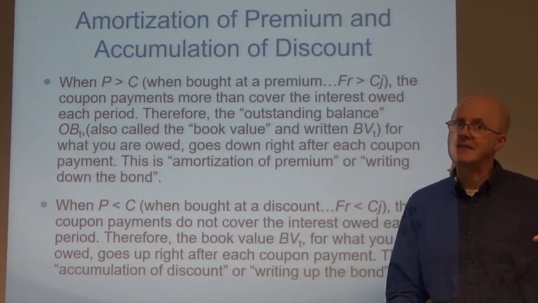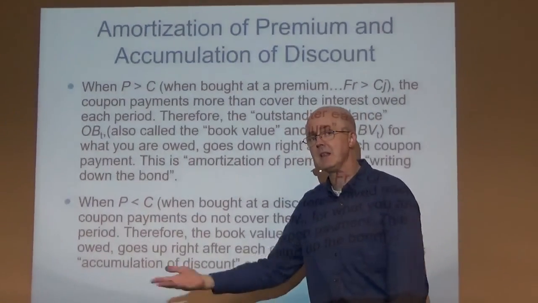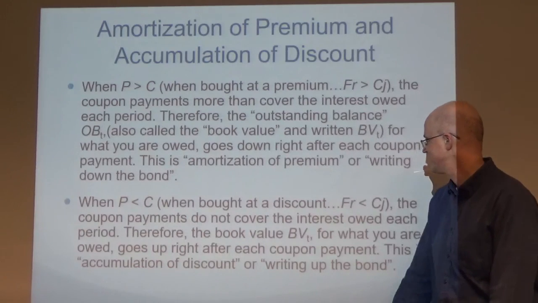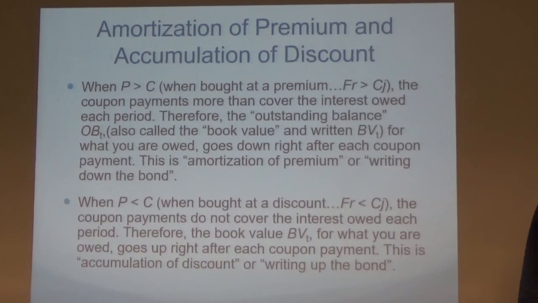Therefore, the balance that they owe you keeps going up. The initial balance was P, lower than C. It's going up to the value of C by the end. It goes up right after each coupon payment. And this is called the accumulation of discount, or writing up the bond.